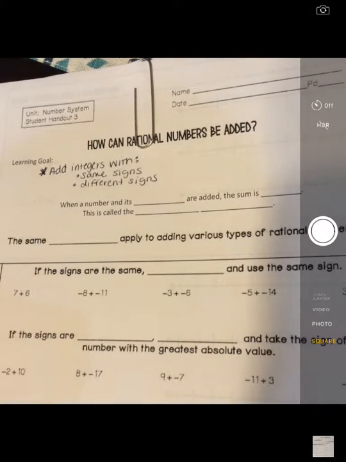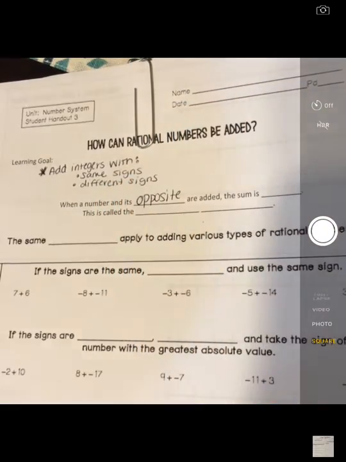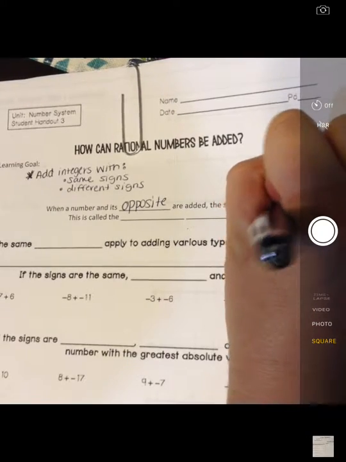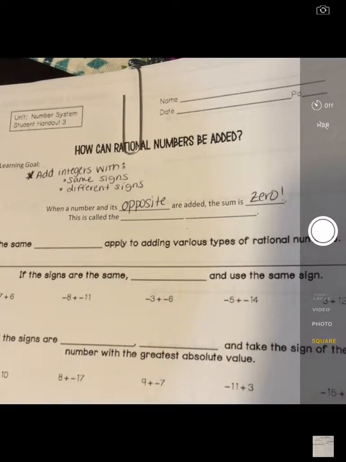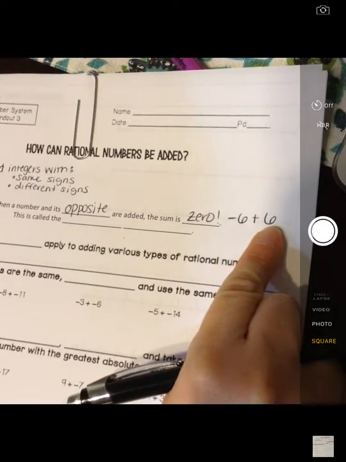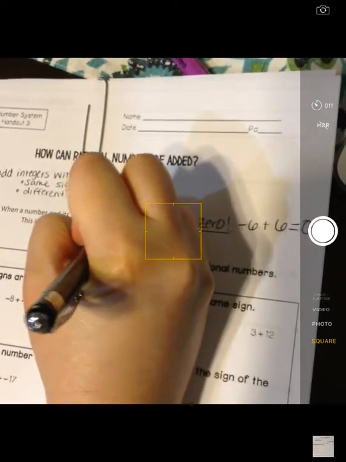What we discussed on the last set of notes was when a number and its opposite are added, the sum is always 0. So remember, if I owed you 6, and I gave you back your 6, I now owe you nothing. This is called the additive inverse.